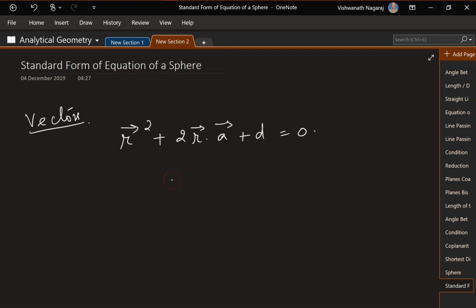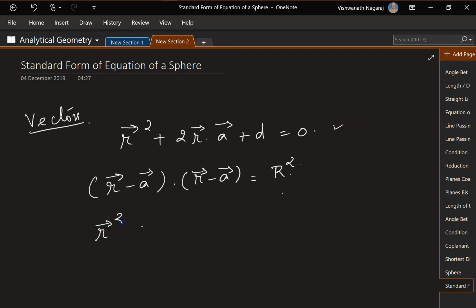We know the equation of the sphere. The equation of the sphere is what? r minus a dot r minus a equal to r square. So we need to have some kind of a perfect square. So let's convert this into a perfect square.